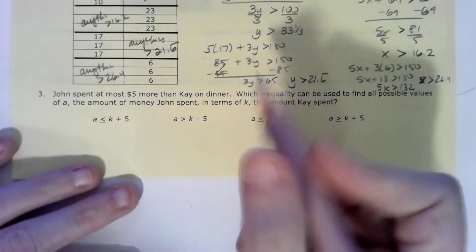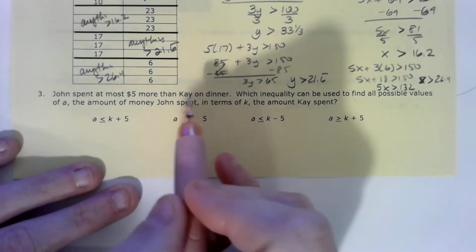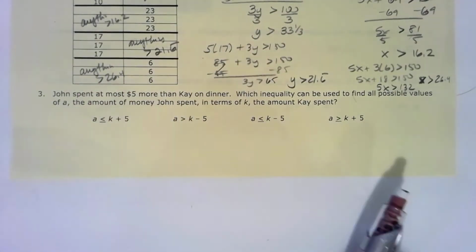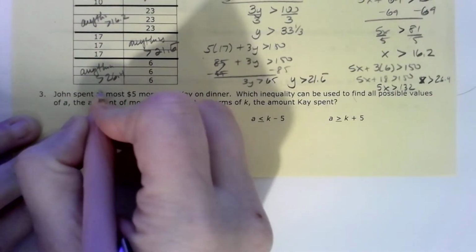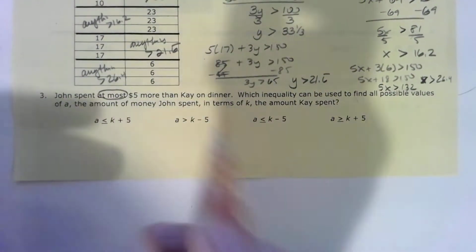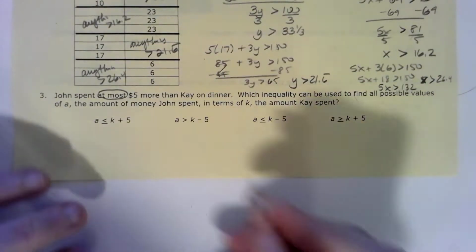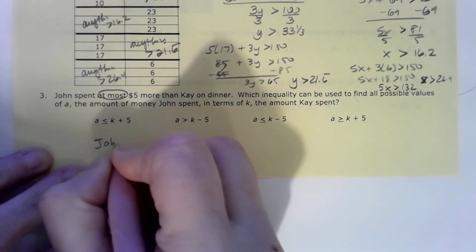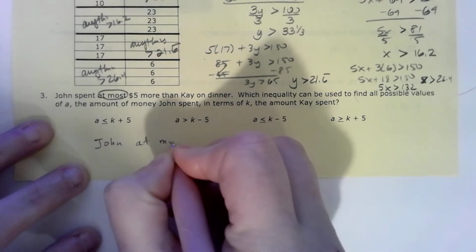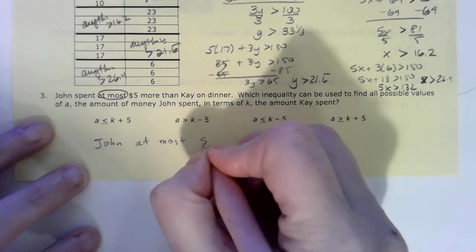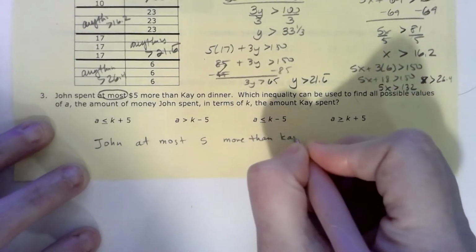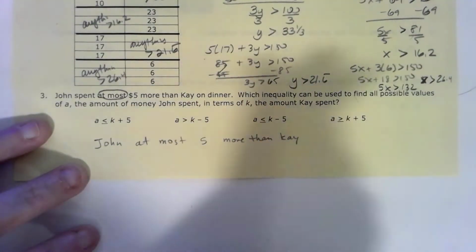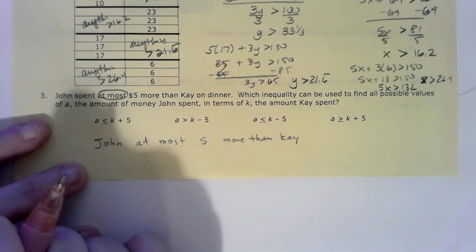All right, so let's take a look at this one down here. This one is actually kind of tricky, but the best way to solve this is caveman sentence. So it says John spent at most 5 more than K on dinner. This is a multiple choice question, so this gives me a lot more choices. But I'm going to write John at most 5 more than K. All right, so that's my caveman sentence.